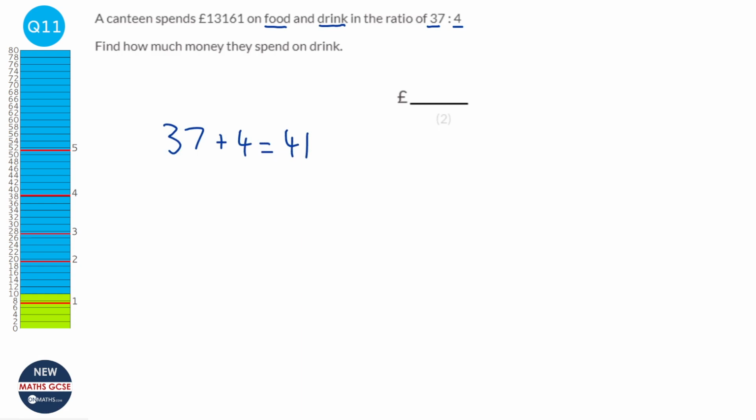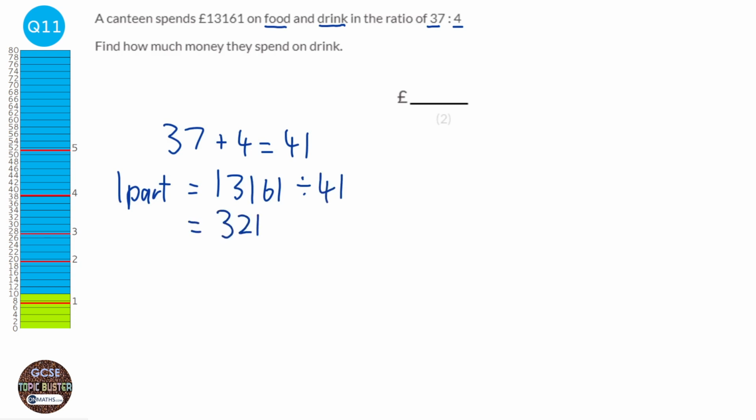Now each pile is equal, so to work out how much one pile or one part is worth, and in maths we call them parts, but they're just like piles of money, we're going to do 13,161, the total amount of money, and we're going to divide it by how many piles there are, 41. When we do that, we get 321. So each pile is worth 321 pounds.